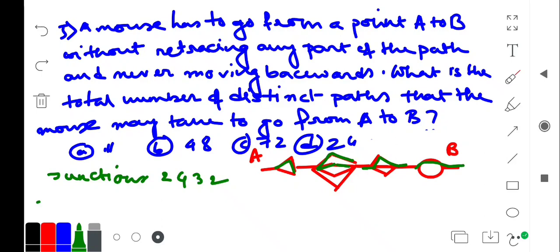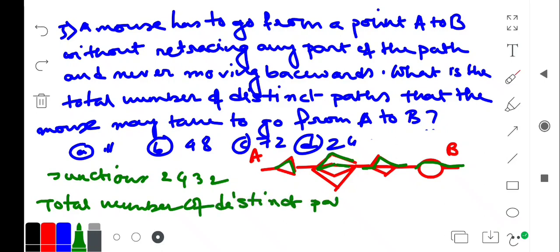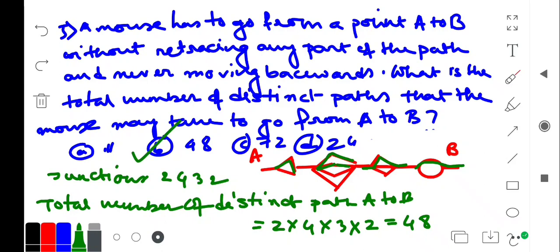Okay, fundamental principle of counting. So the total number of distinct paths from A to B is equal to their multiplication, 2 into 4 into 3 into 2, that is ultimately 48. The option B is the correct answer.